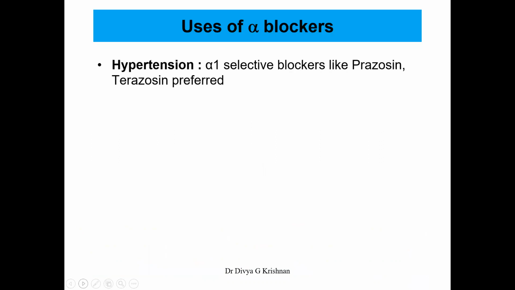Now, what are the uses of the alpha blockers? First and foremost use is in hypertension. And when we talk about hypertension, there are many other drugs which are much better than alpha blockers, which are being used nowadays. However, alpha blockers are still used, and among the alpha blockers also, it is the selective blockers like prazosin, terazosin, which are preferred for the treatment of hypertension.